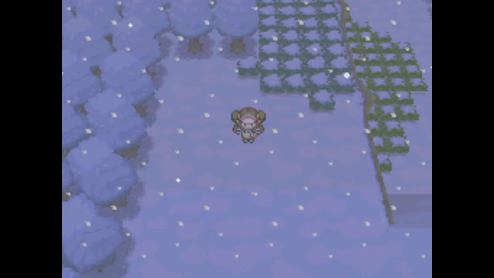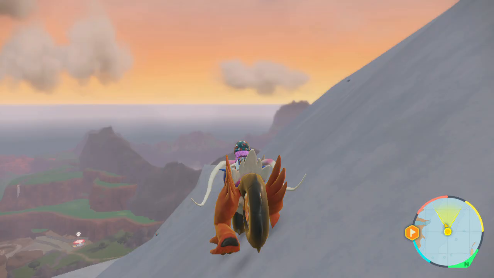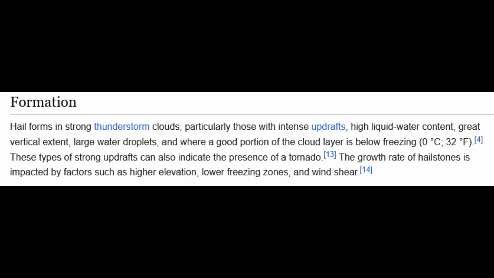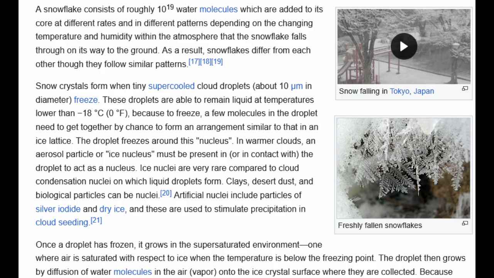One thing to look into is how hail and snow form in real life, which are two pretty different processes. Disclaimer, I am by no means an expert in meteorology, I just looked up this information for the purposes of making this video. Hail typically occurs alongside thunderstorms in the spring and summer, while snow typically occurs in very cold weather during winter or possibly other seasons depending on the climate.